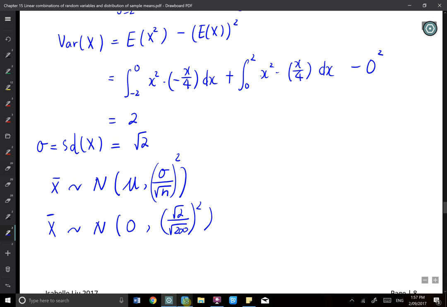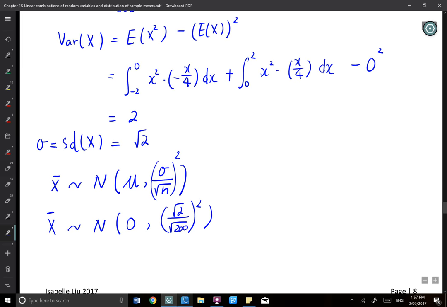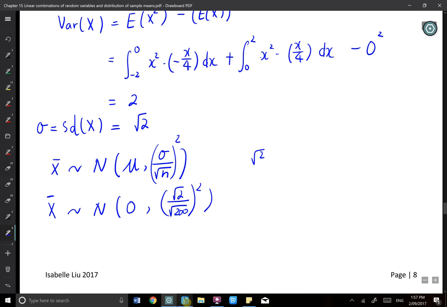Okay, sigma over root n is square root 2 over square root 200. I can simplify it. Root 2 over root 2 times 10, right? That's just 1 on 10. That's 1 on 10. You see that? That's square root of 1 over 100. That's 1 on 10.